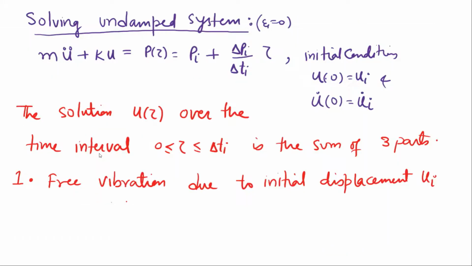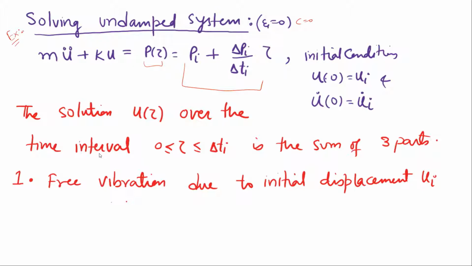So let's see solving the undamped case. It's an example of a very easy case we have considered to avoid the complexity, ignoring the damping here, zeta or c, the coefficient of damping. So we are just considering m u double dot plus k u equals P tau, and the external force we have considered as Pi plus del Pi by del Ti into tau. That is the ground acceleration we are considering here.